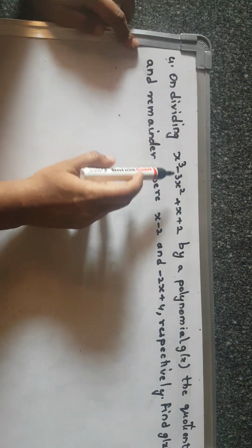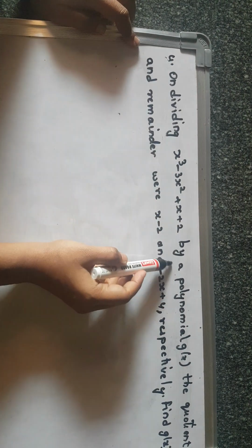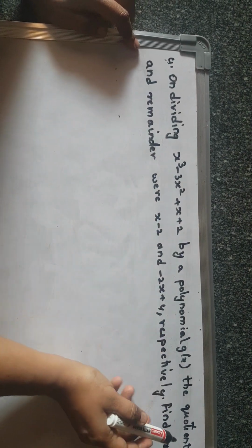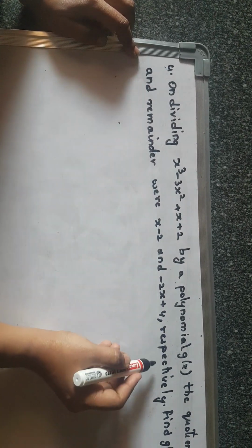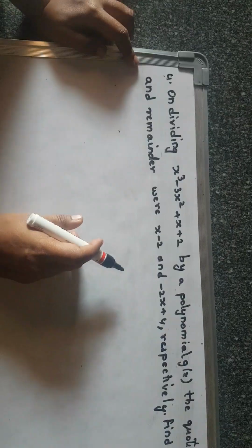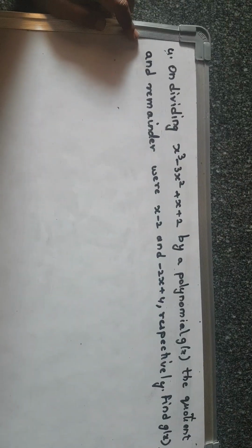On dividing x cube minus 3x square plus x plus 2 by the polynomial g of x, the quotient and remainder were x minus 2 and minus 2x plus 4 respectively. Find g of x.